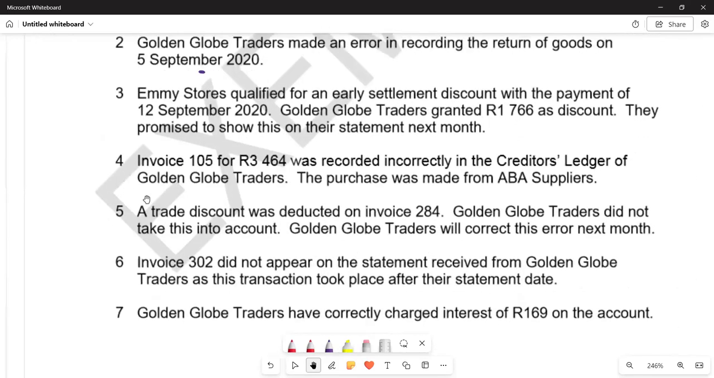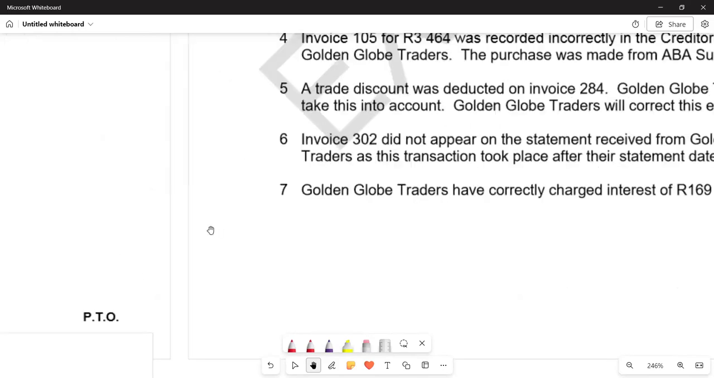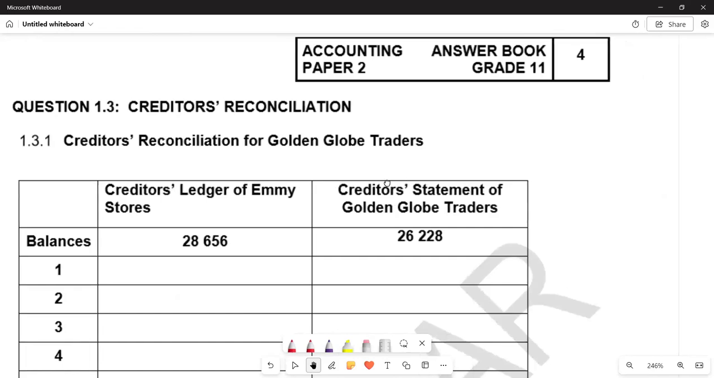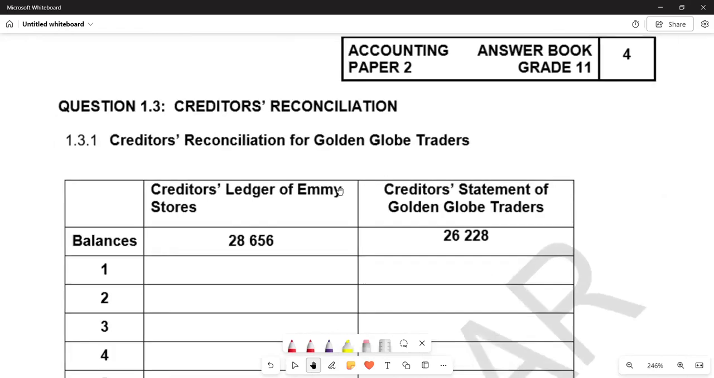So we are going to make those adjustments. If you go to the answer section, you'll see that we are given the creditors reconciliation, which is a credit reconciliation for Golden Globe Traders as our supplier. And then we are given a column for the creditors ledger of M Stores. So this is the ledger, and this is the statement of account of Golden Globe Traders. I can see that these two totals are different. So that's why we are preparing this reconciliation, so that these two totals at the end become the same.